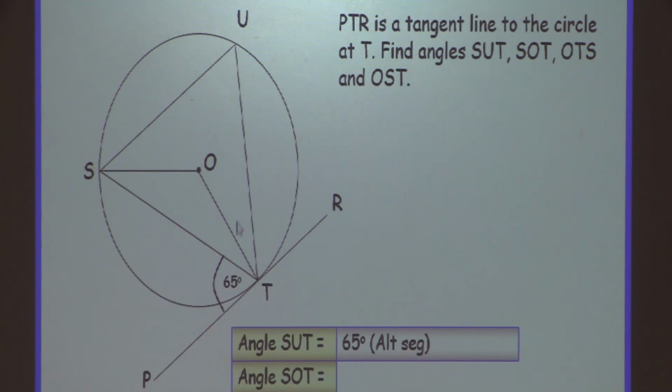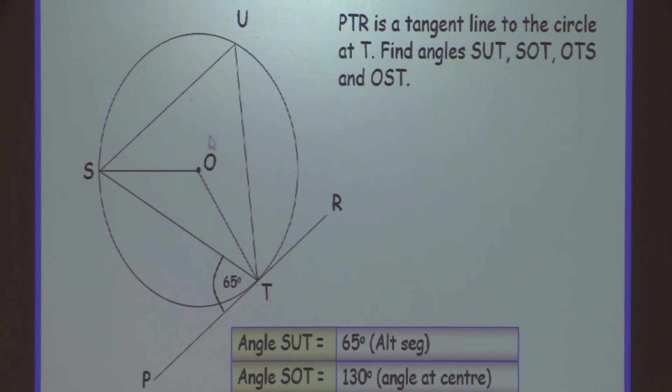SOT. Where is SOT? It is at the center. Do we have the angle at the circumference? Yes, we have it as 65. Which one is bigger, the one at the circumference or the one at the center? The one at the center is 2 times bigger than that one. If we have this one as 65, this one will be 65 times 2, which will give us 130 degrees, because this one is the angle at the center, which is twice the angle at the circumference.